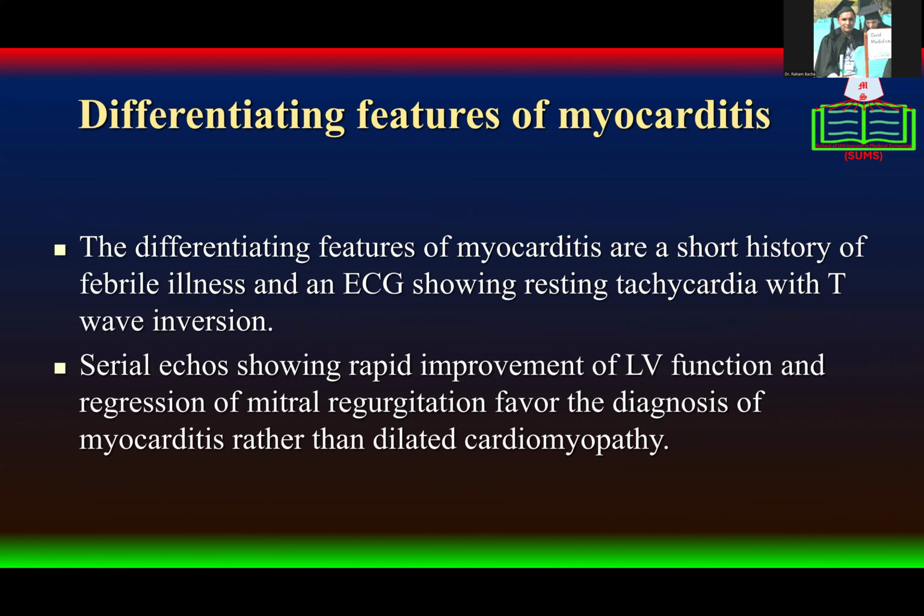Differentiating features of myocarditis. The differentiating features of myocarditis are a short history of febrile illness and an ECG showing resting tachycardia with T-wave inversion. Serial echo showing a rapid improvement of left ventricular function and regression of mitral regurgitation favor the diagnosis of myocarditis rather than dilated cardiomyopathy.